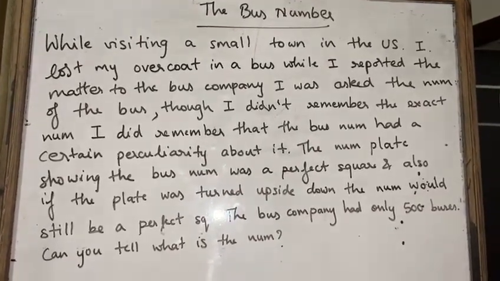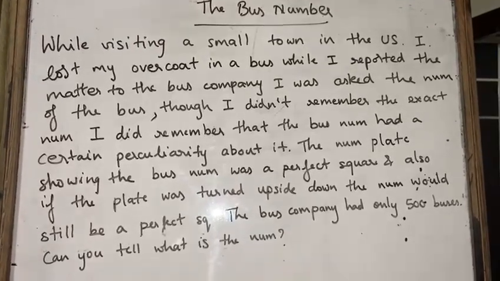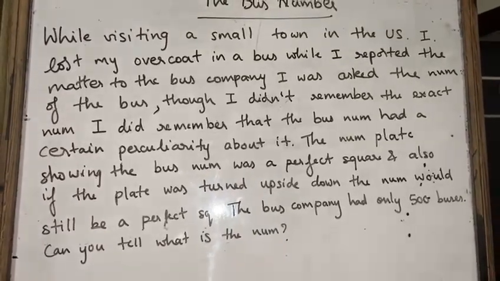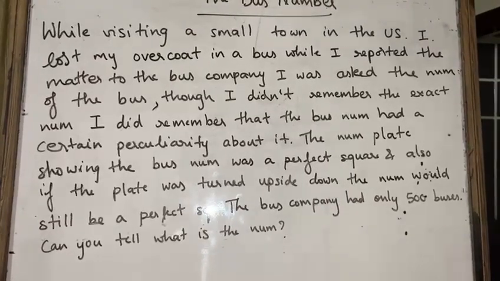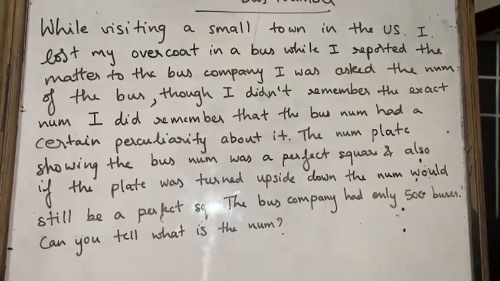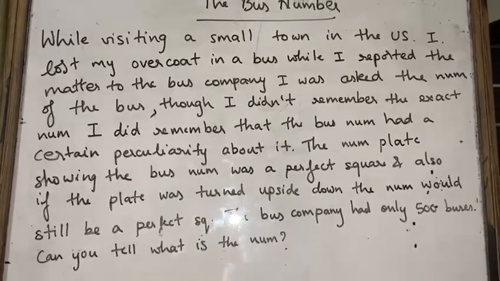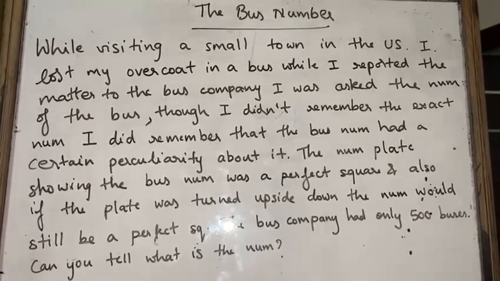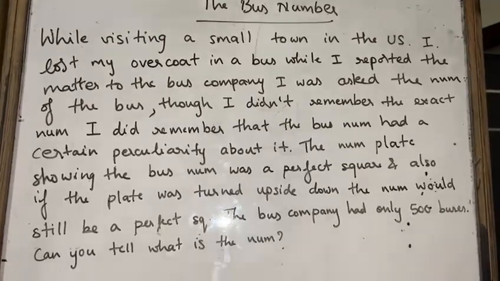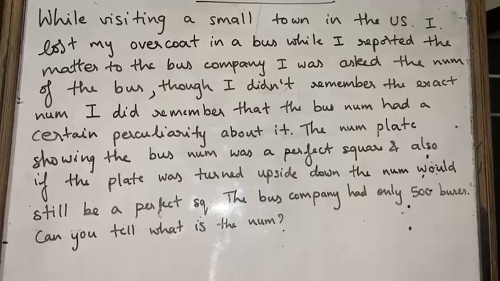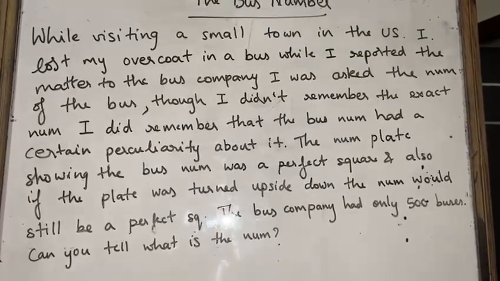While visiting a small town in the US, I lost my overcoat in a bus. While I reported the matter to the bus company, I was asked the number of the bus. Though I didn't remember the exact number, I did remember that the bus number had a certain peculiarity about it. The number plate showing the bus number was a perfect square, and also if the plate was turned upside down, the number would still be a perfect square. The bus company had only 500 buses. Can you tell what is the number?